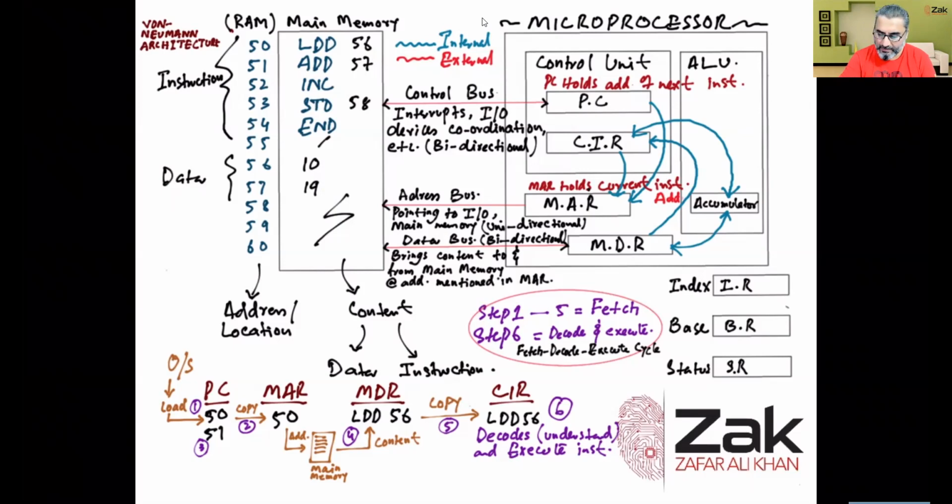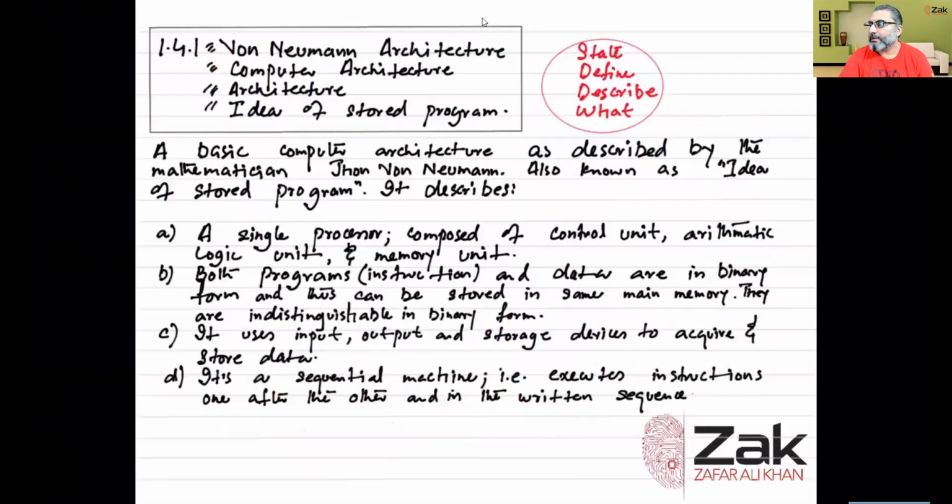All right. So now, a single processor composed of control unit, arithmetic logic unit, and memory unit. Second, both programs or instructions and data are in binary form and can be kept in the same memory location, and they are indistinguishable in binary form. It uses input, output, and storage devices to acquire and store data and programs.